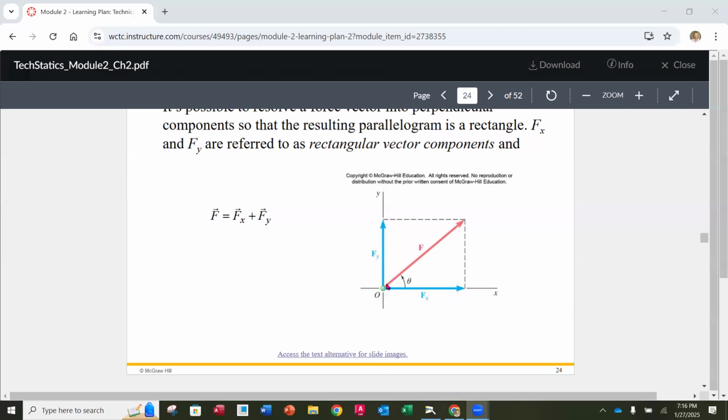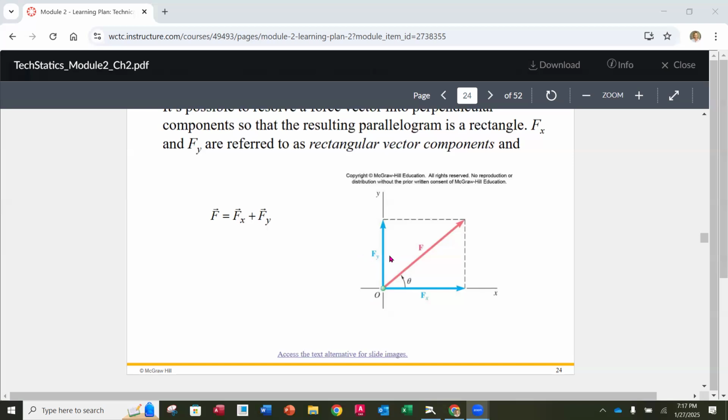Okay. Now, what we're going to notice is we are going to give the names of the components, whatever the variable is of the force, sub X and sub Y. So here you'll see that the force itself, they just called F. So the components are Fx and Fy, respectively.